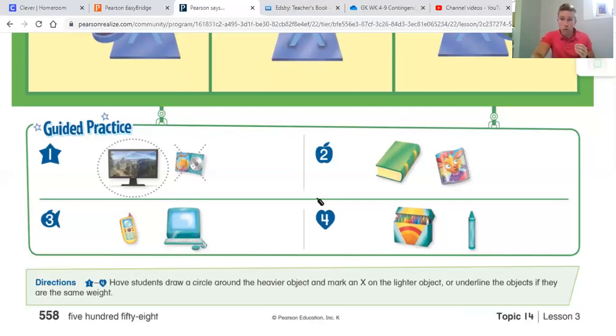Okay, circle the one that is heavier for number 2. Circle the one that's heavier for number 3. Circle the one that's heavier for number 4. Put an X on the ones that are lighter. Okay, so for each problem, you circle the heavier, X out the lighter, and you may go. I'll give you some time, and then we'll go over them.